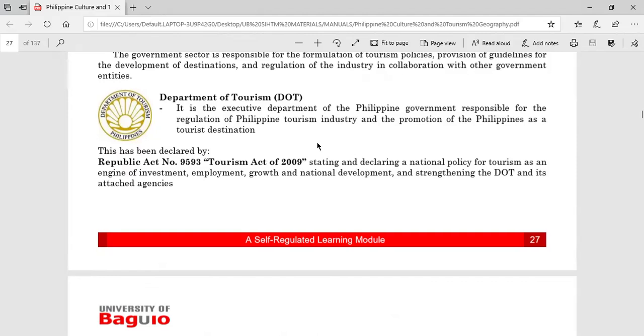It is the executive department of the Philippine government responsible for the regulation of the Philippine tourism industry and the promotion of the Philippines as a tourist destination. So this has been declared by our RA 9593 or the Tourism Act of 2009. So again, class, please remember, the Tourism Act of 2009 is also known as the Republic Act number 9593. All right, so it states and declares a national policy for tourism as an engine of investment, employment, growth, and national development, and strengthening the DOT and its attached agencies.